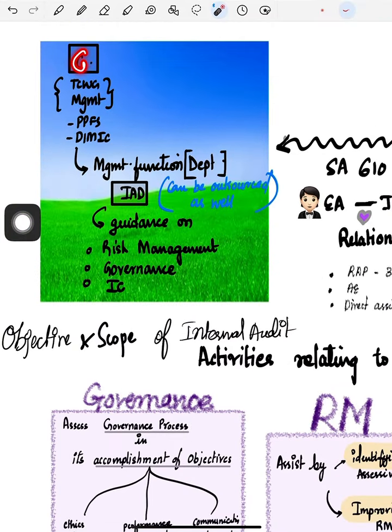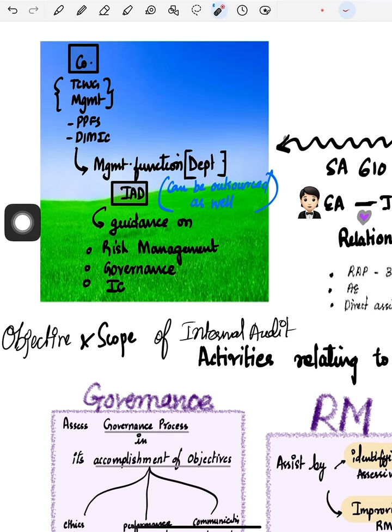We all know that a company has two levels, TCGG and management. TCGG is responsible for oversight of the financial reporting process, and management is responsible for the preparation and presentation of financial statements and the design, implementation and maintenance of internal control. Management has a department known as the internal audit department. This department is a management function. Okay, this department can be outsourced as well. The internal audit department gives guidance on risk management, governance and internal control.